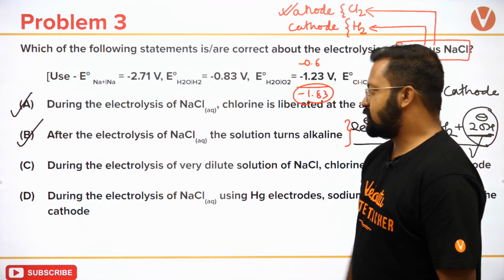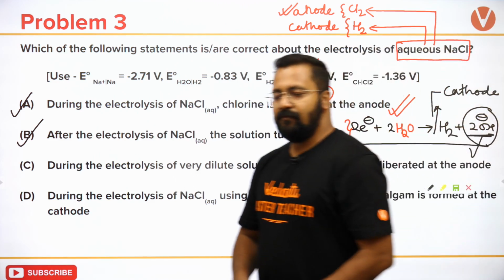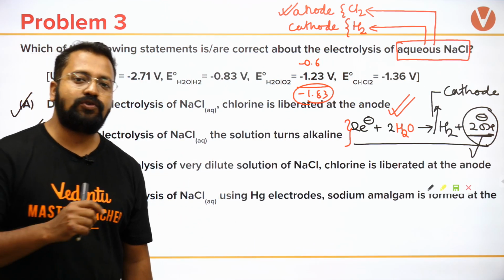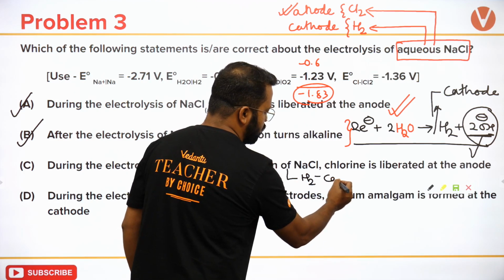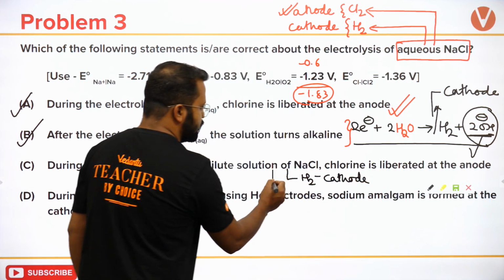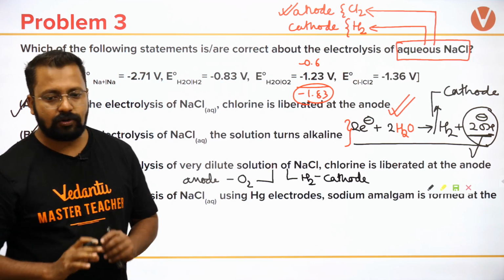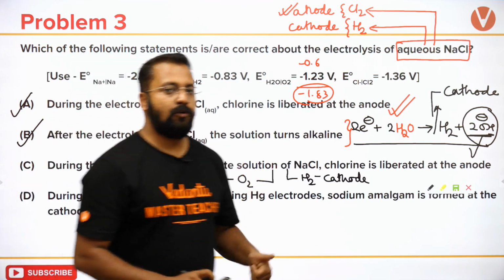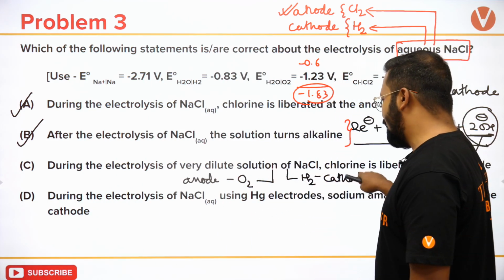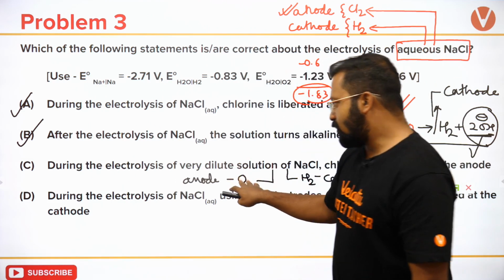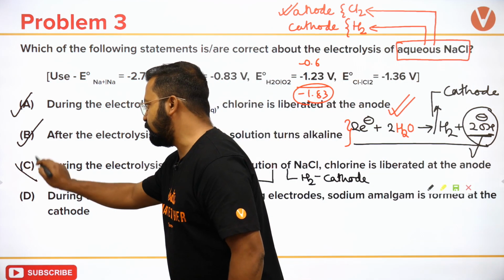Next, during the electrolysis of very dilute solution of NaCl, chlorine is liberated. No. When we do electrolysis of a very dilute solution of NaCl, the products would be hydrogen at the cathode and oxygen at the anode. This is the outcome. So this is an incorrect statement.